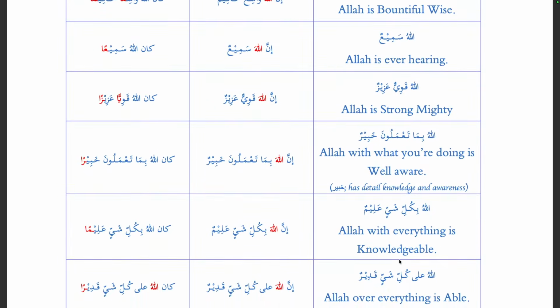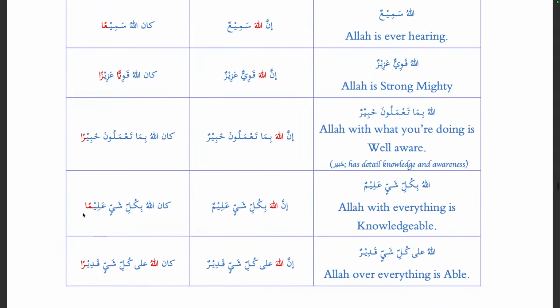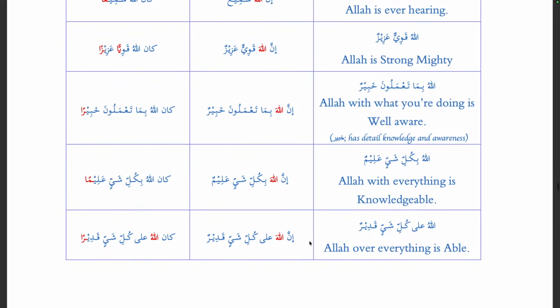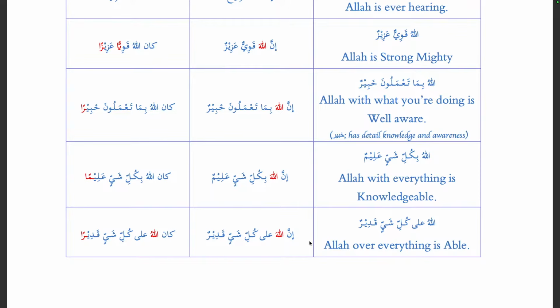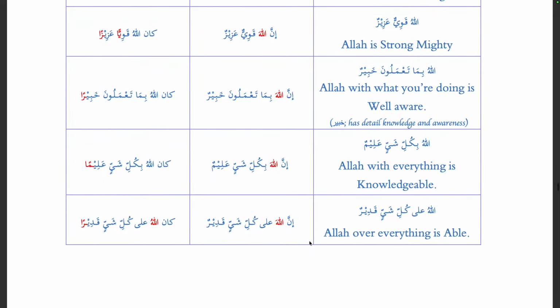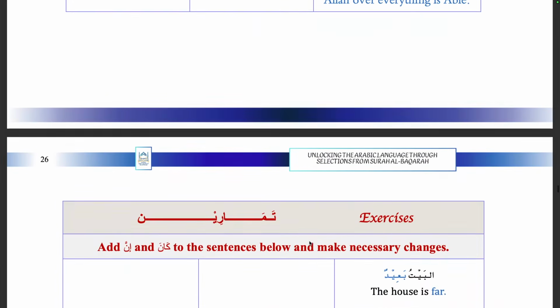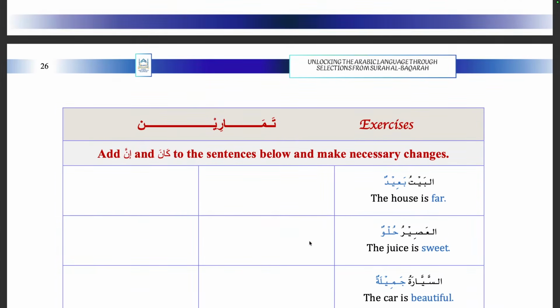Allahu bi kulli shay'in alim. Allah with everything is knowledgeable. Inna Allaha bi kulli shay'in alim. Kana Allahu bi kulli shay'in alima. Right? Why alima? Because of the kana. Allahu ala kulli shay'in qadir. Inna Allaha ala kulli shay'in qadir. Kana Allahu ala kulli shay'in qadira. Clear? Exercise.